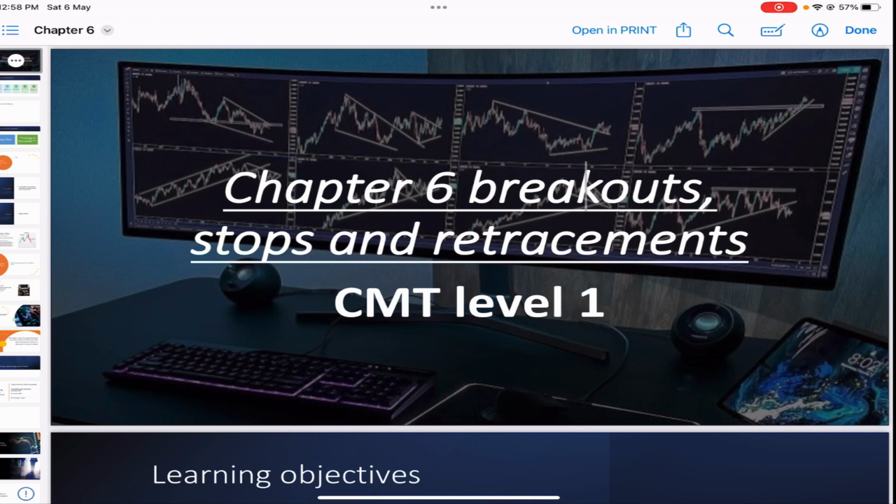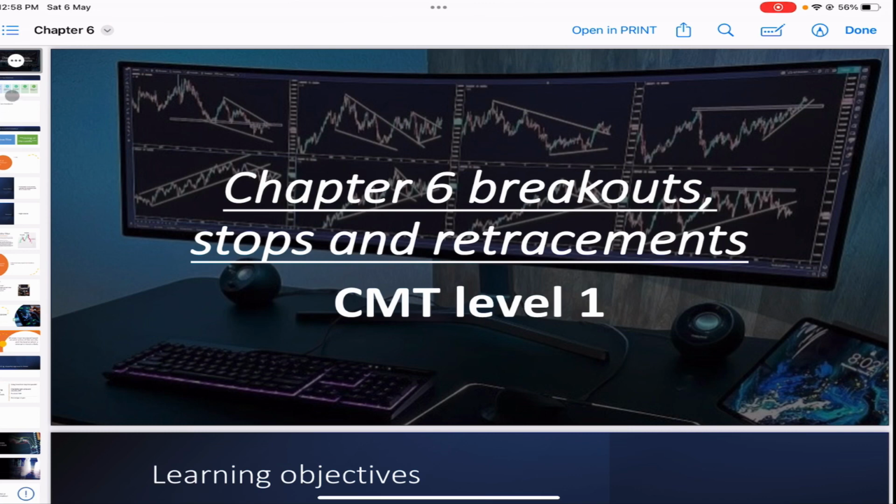Breakouts, breakdowns. When a stock goes into a consolidation phase and it breaks out, it's a perfect place to enter, right? So we are going to see how to trade breakouts. What are stops? When I say stops, I'm talking about stop losses, and how does a particular stock retrace as well.